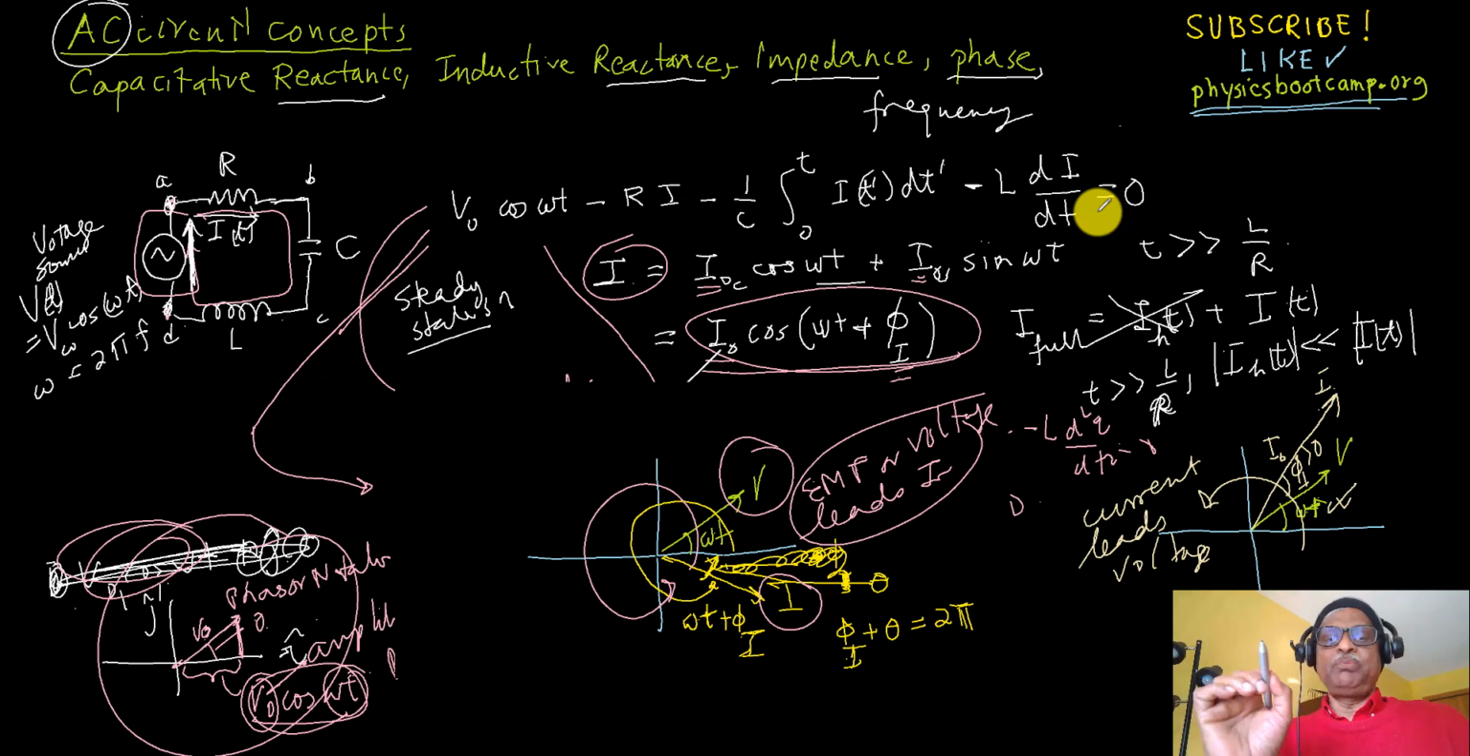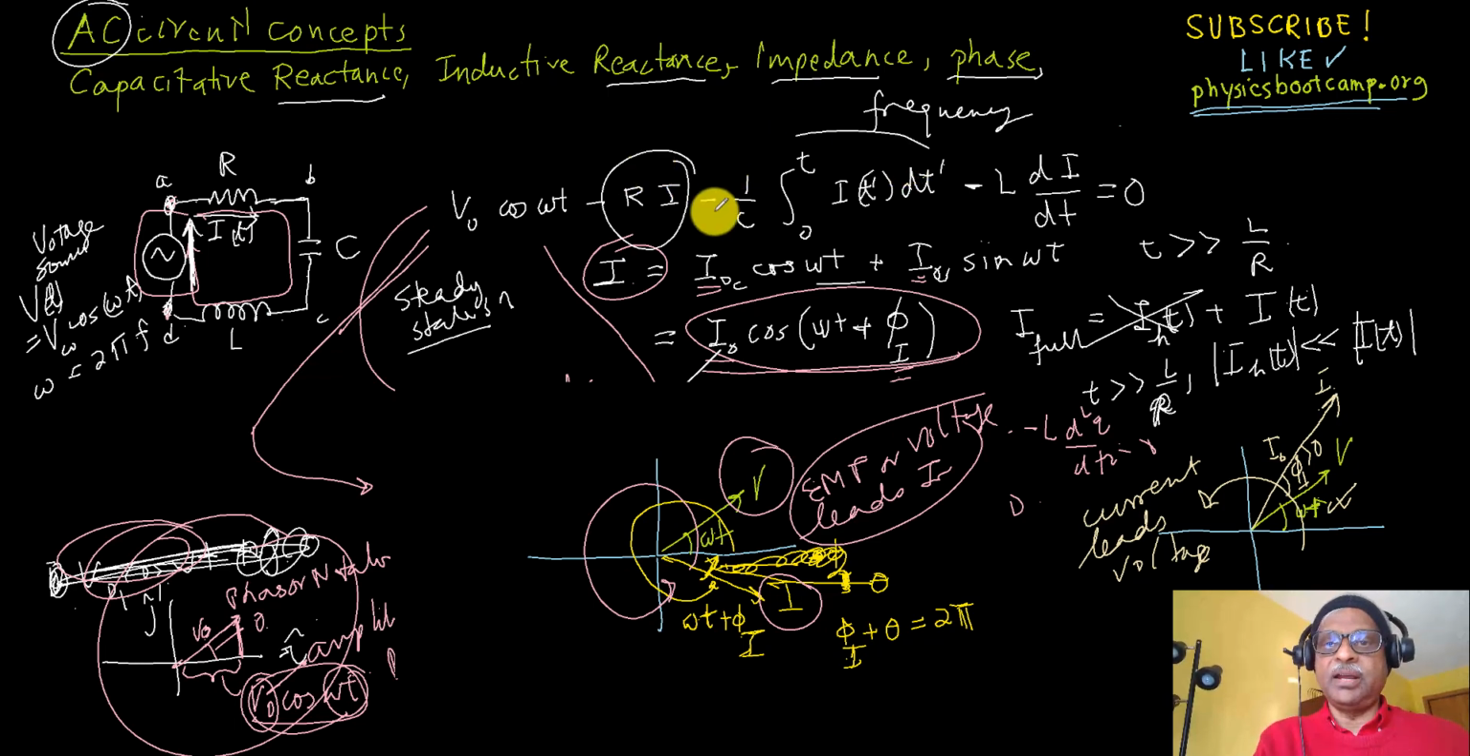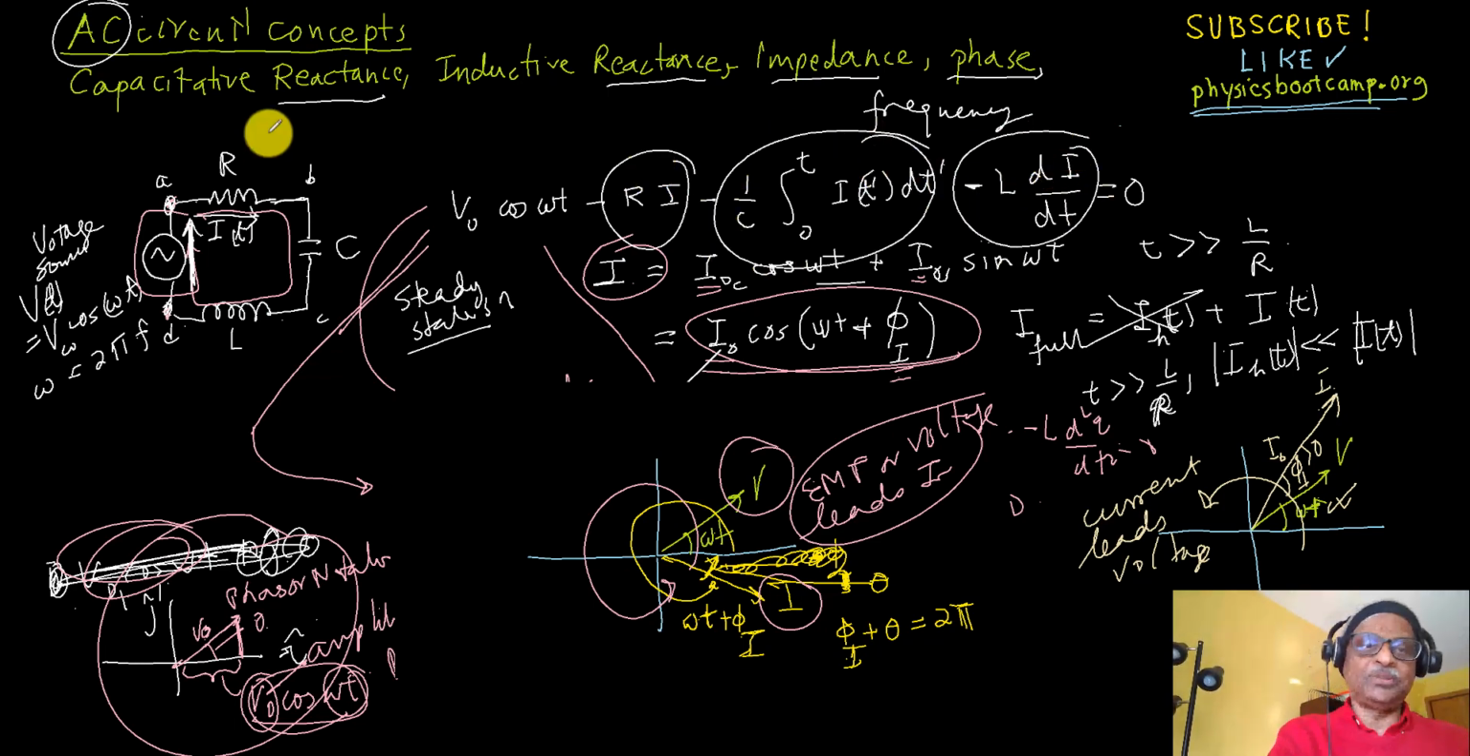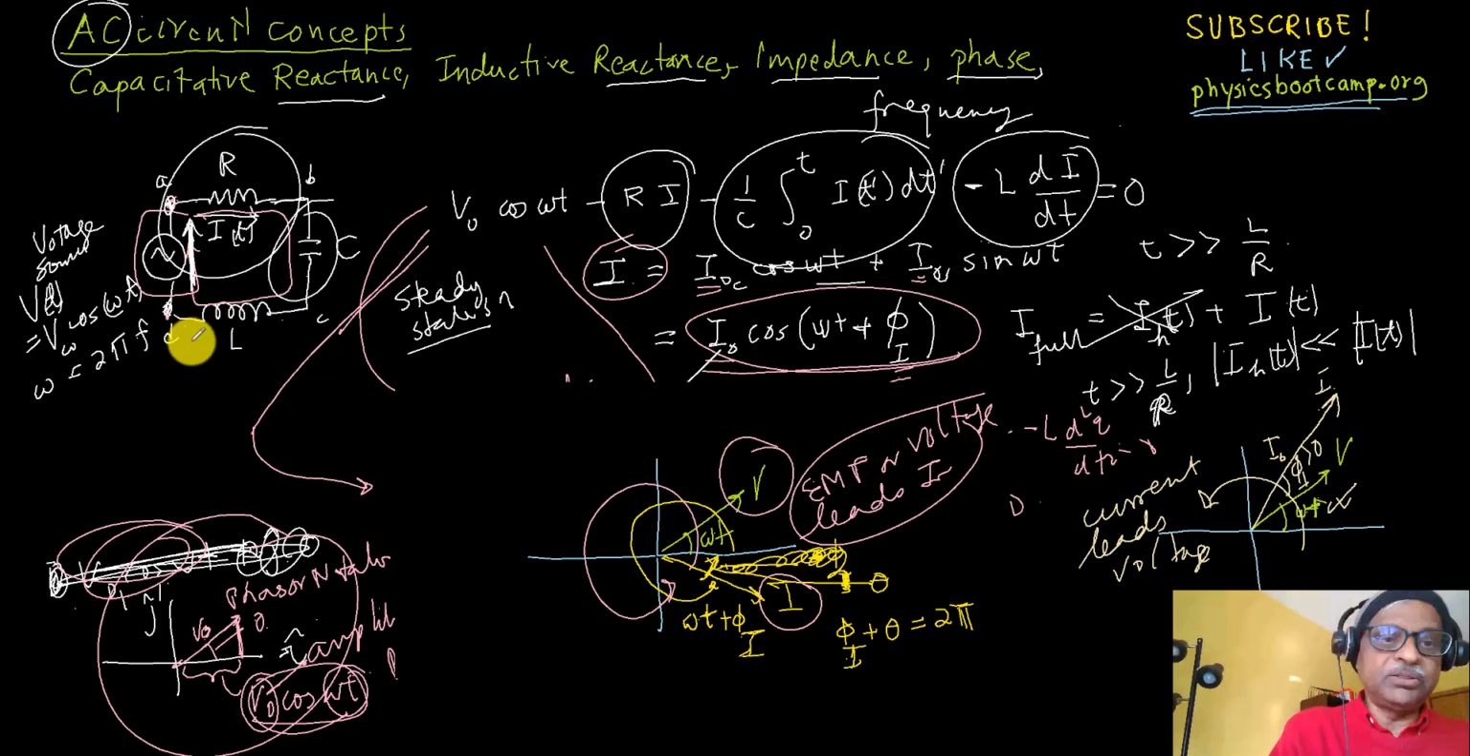Now, I'm going to switch gear and talk about what happens across the resistor, across the capacitor, across the inductor. Okay? So just look at each of these things. Let me erase and just summarize.